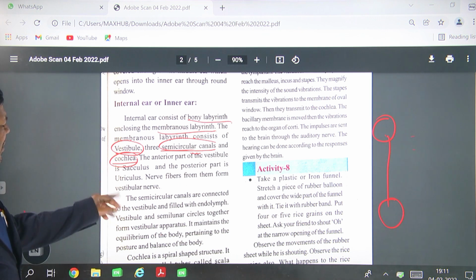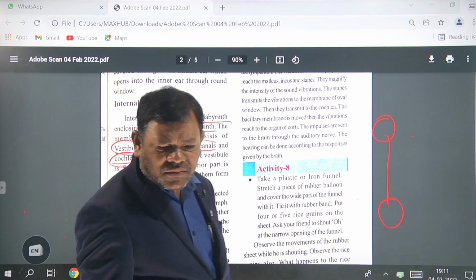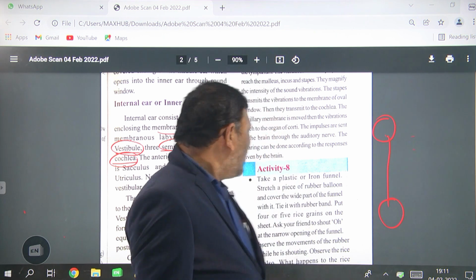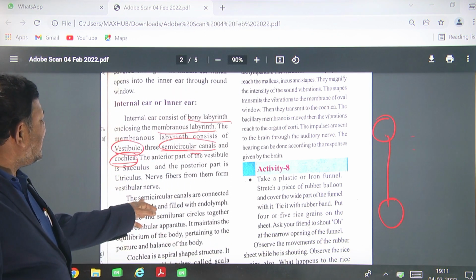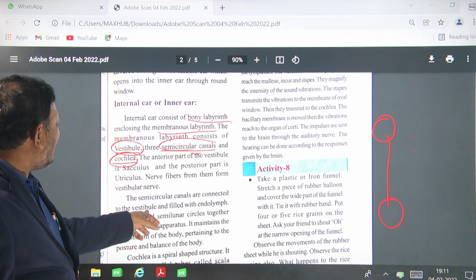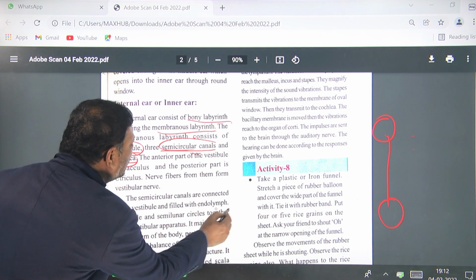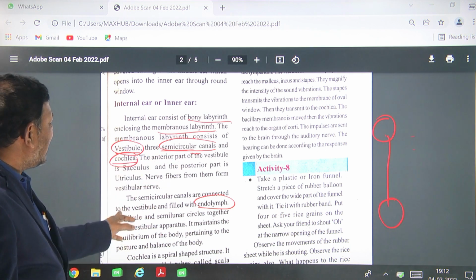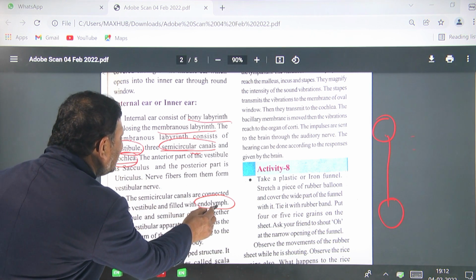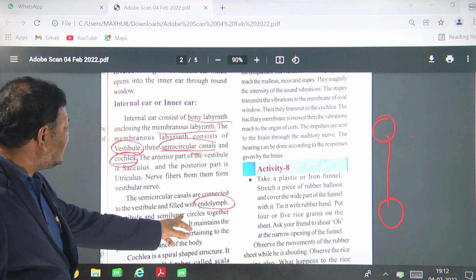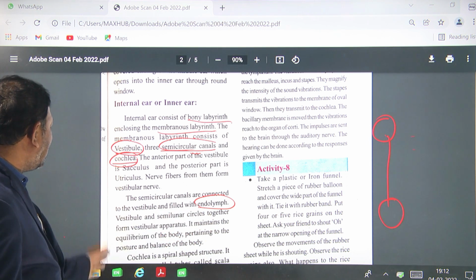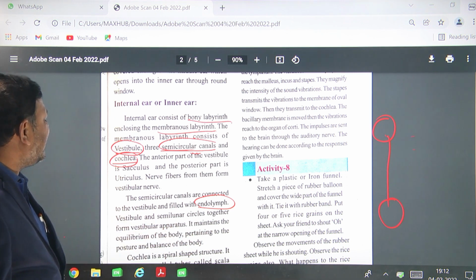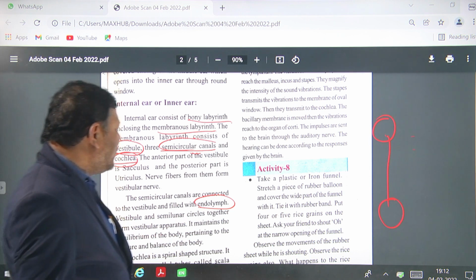Now, a very important point. The semicircular canals are connected to the vestibule and filled with endolymph. The vestibule and the semicircular canals together form the vestibular apparatus. This vestibular apparatus maintains the equilibrium of the body.